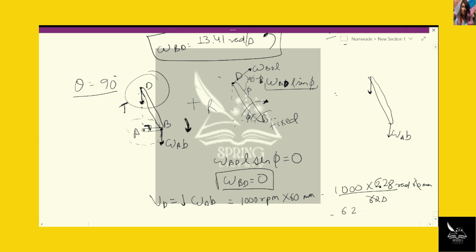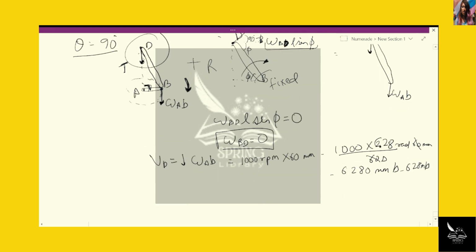6280 millimeters per second, which is 6.28 meters per second. So this is how you can solve for VD, and it's going to point downwards. So this much downwards, or minus J, or VD equals minus 6.28 meters per second J.